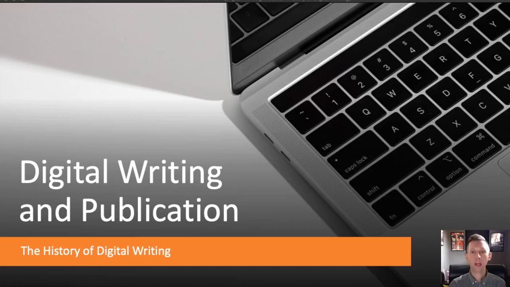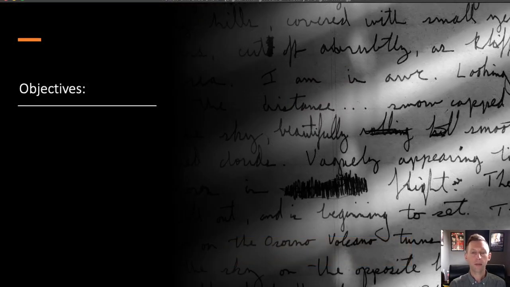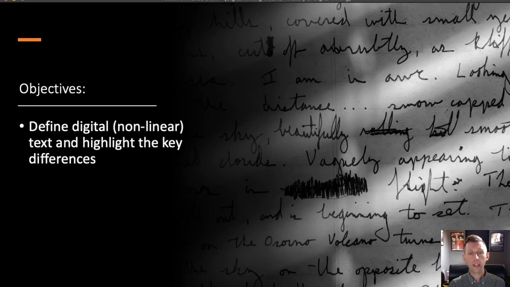But today, we just have two things I want to look at, two real objectives I want to focus on. First of all, we are going to look at the definition of what digital text is, or non-linear text, as we will come to know it, and highlight the key differences between this kind of content and other content we consume in more traditional forms, magazines, books, etc.